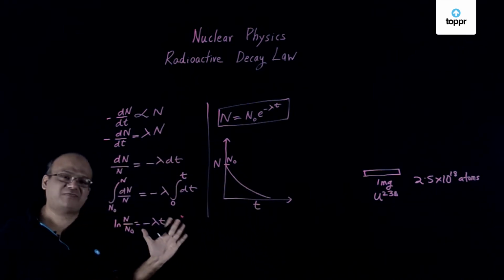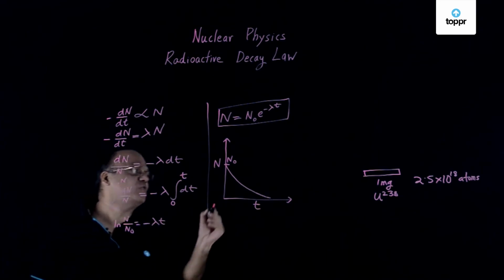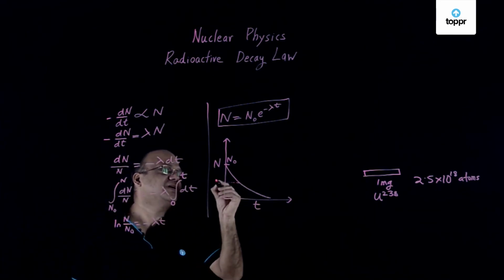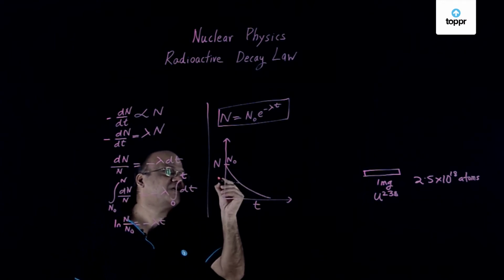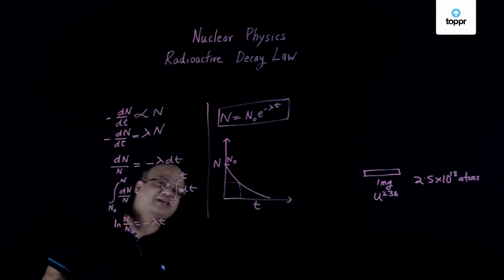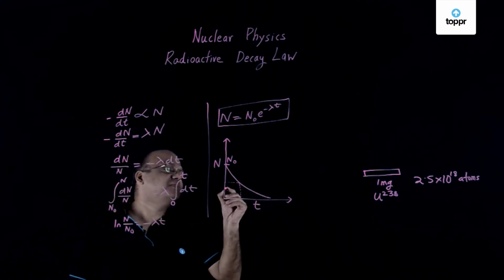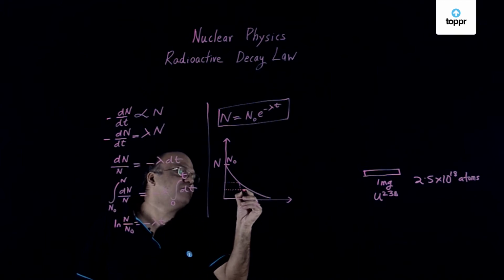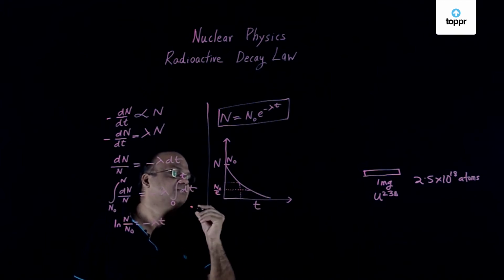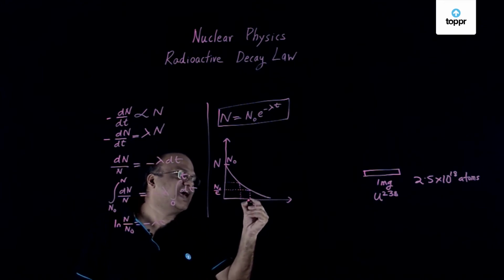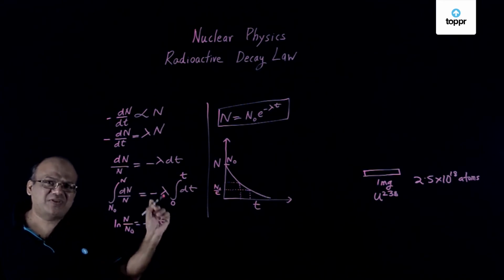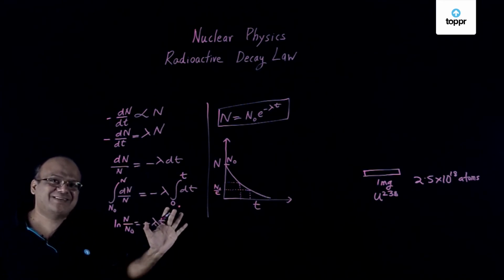At some point of time, the number of nuclei becomes half. It will become N naught by 2. Then that time is called T half, half-life. The time at which the number of nuclei becomes N naught by e, that is known as average life. Remember, average life is more than half-life.